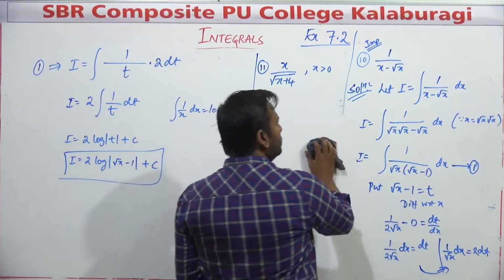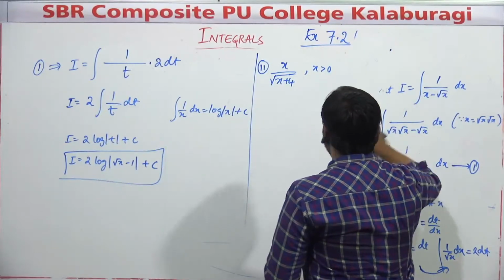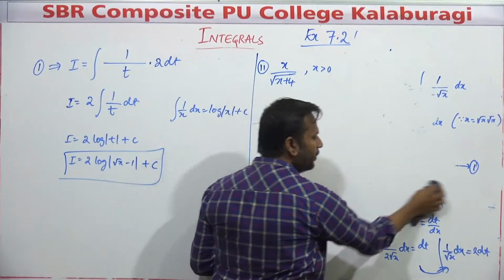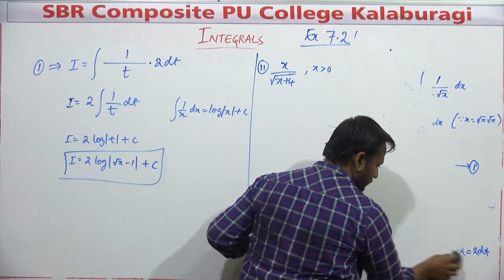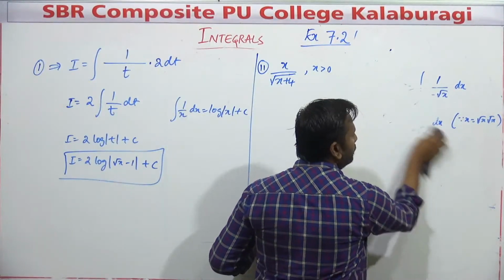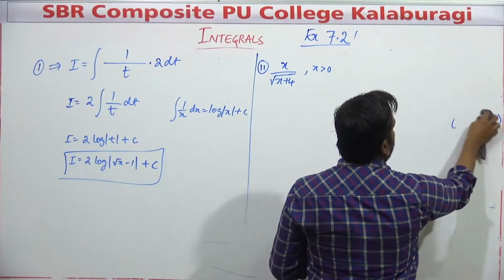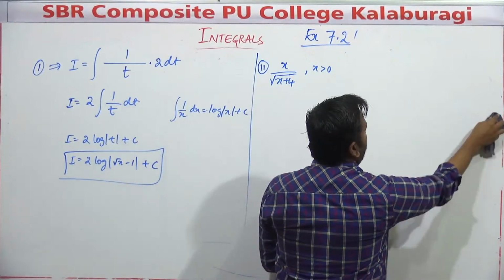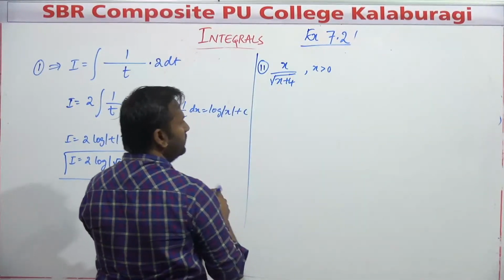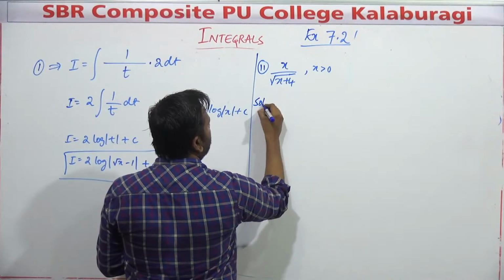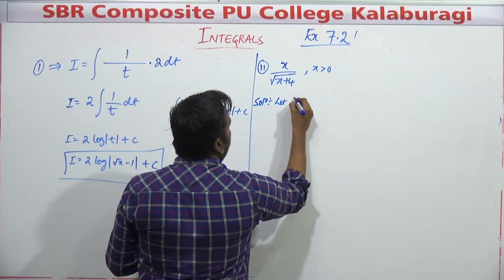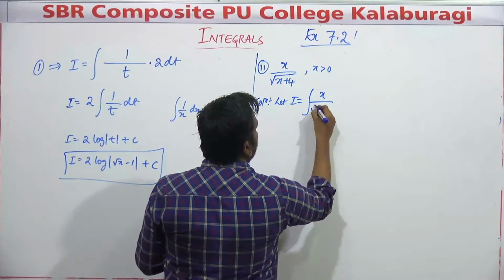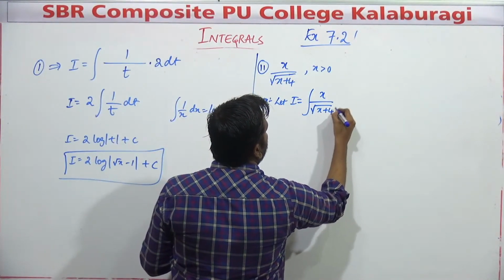Practice this problem more, students. Whatever important problems I give, you have to practice more. There is a chance of these questions being asked in the annual examination. So now consider this as I. Whatever the question may be, consider it as I. Let I is equal to the integral of x divided by root x plus 4 dx.